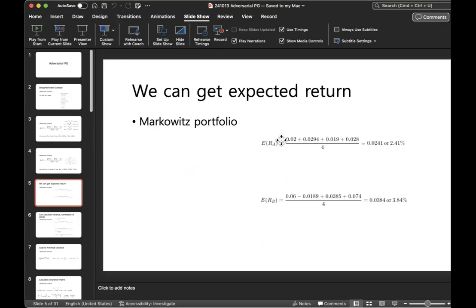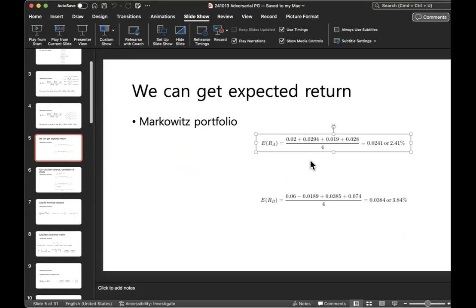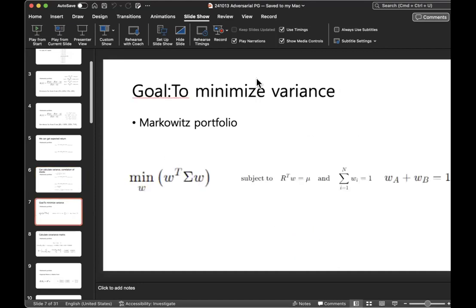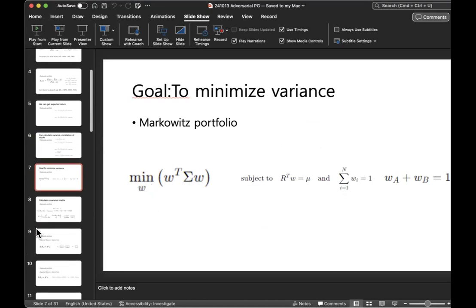Then by that, we can calculate asset A's and asset B's expected return. From the expected return, we can easily calculate the variance and correlation of each stock. We also find the covariance of stock A and B. Now what Markowitz portfolio theory does is we choose the return that we want, and given that return, we minimize the variance. This is what Markowitz portfolio does.